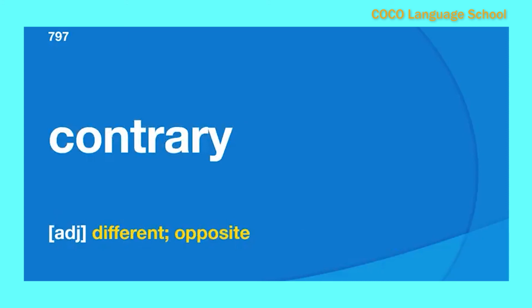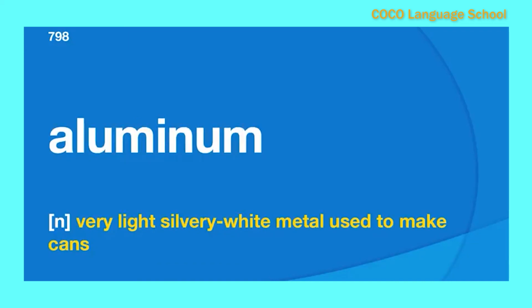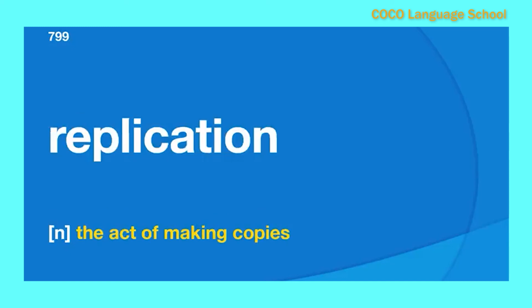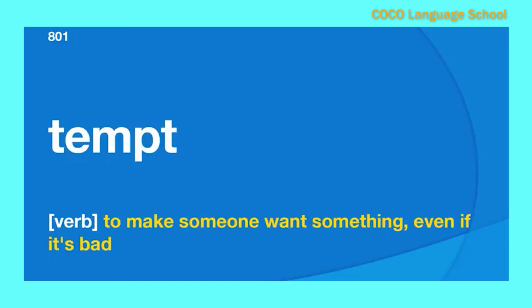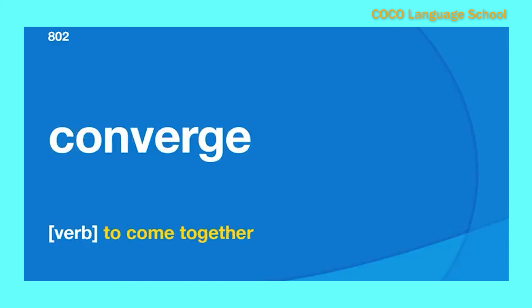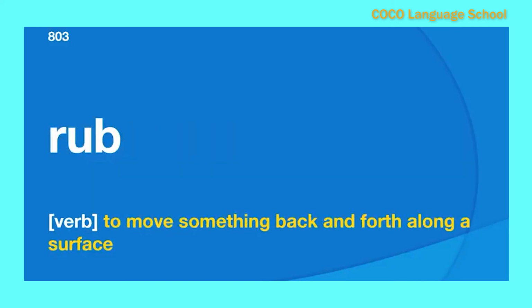Different, opposite. Contrary. Very light silvery white metal used to make cans. Aluminum. The act of making copies. Replication. A group of people or organizations being joined or associated. Alliance. To make someone want something, even if it's bad. Tempt. To come together. Converge. To move something back and forth along a surface. Rub.